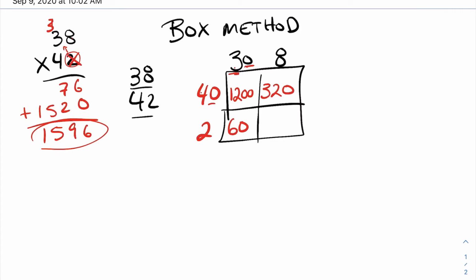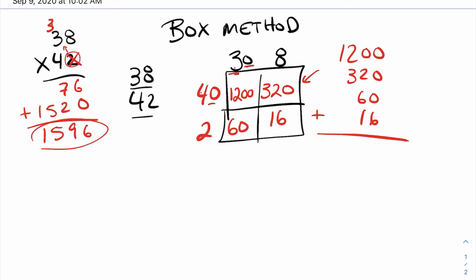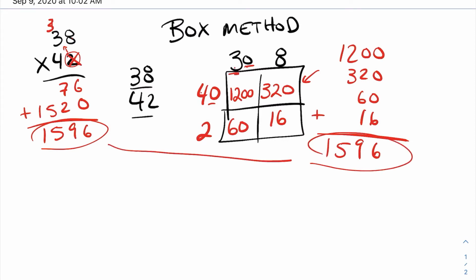And then finally, the last step is 2 times 8, which is 16, and I'm going to do that. Now you take all of the numbers inside of the box and you add them together. So 1200, 320, 60, and 16, and add them all together. So this is a 6 here, that's 8, 9. This is 5 and 1, and check that out. We got the same answers.